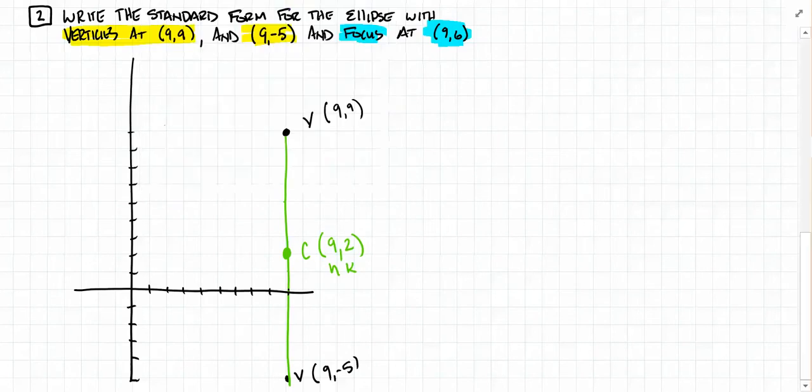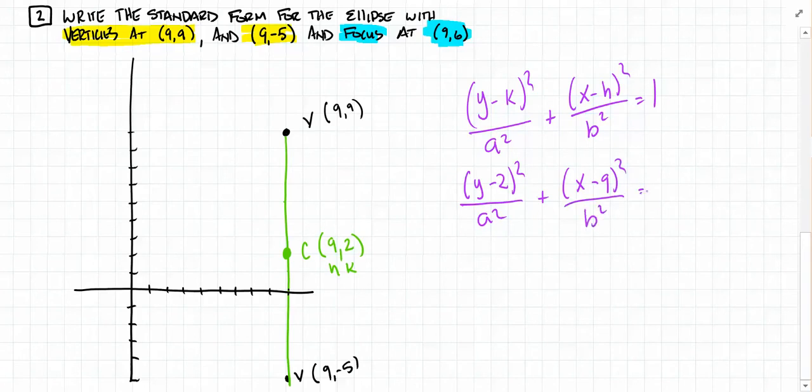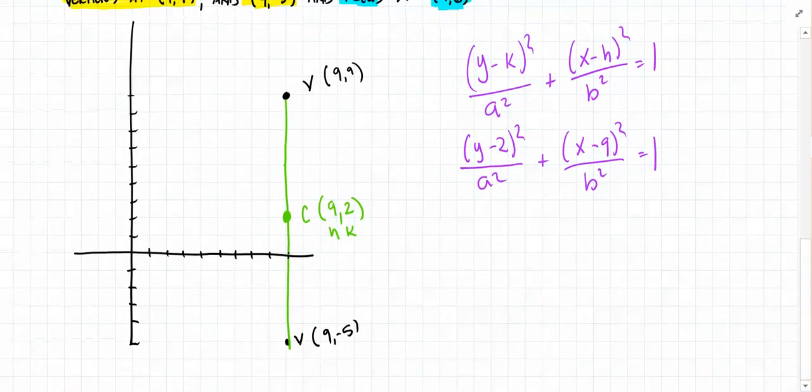So because I know that this is an up-down ellipse, it's going to look something like this. (y minus k) squared over a squared plus (x minus h) squared over b squared has to be a value of 1. I know where my center is. My center is at 9, 2. So I'm going to have (y minus 2) squared over a squared plus (x minus 9) squared over b squared has to be equal to 1. Okay, so far so good.